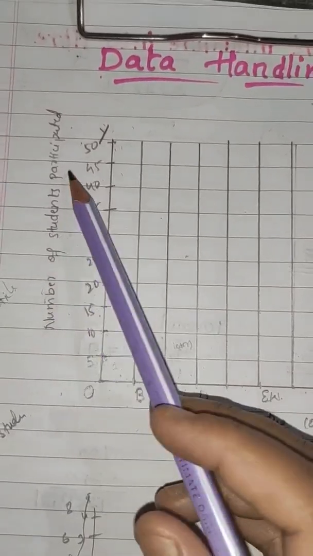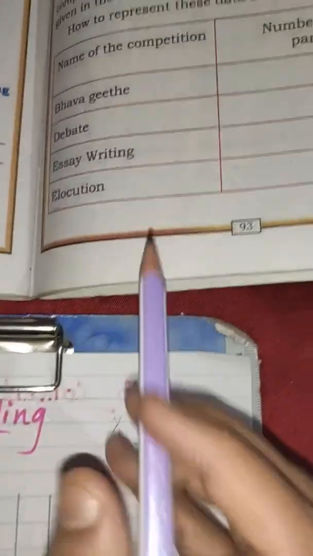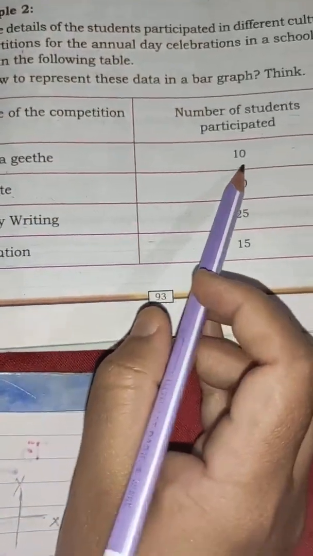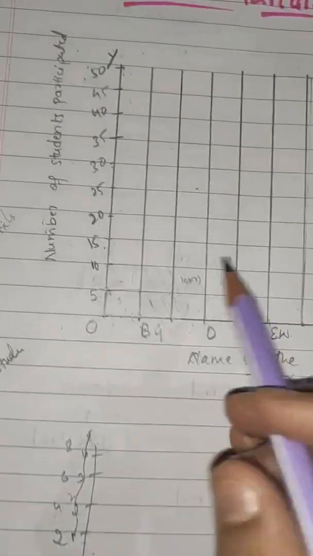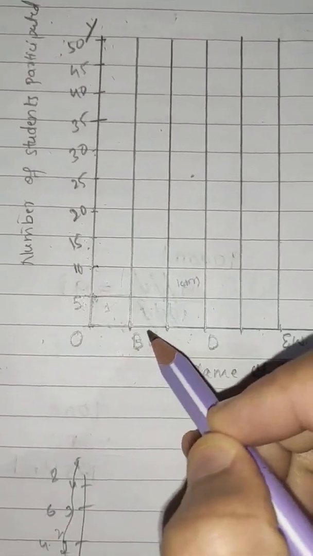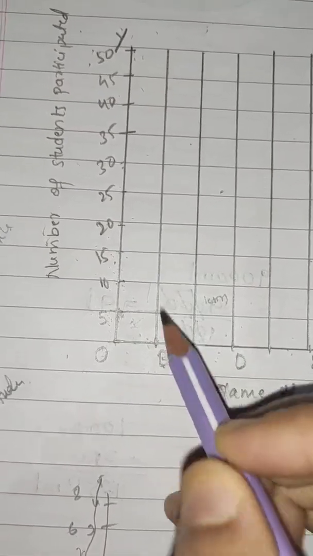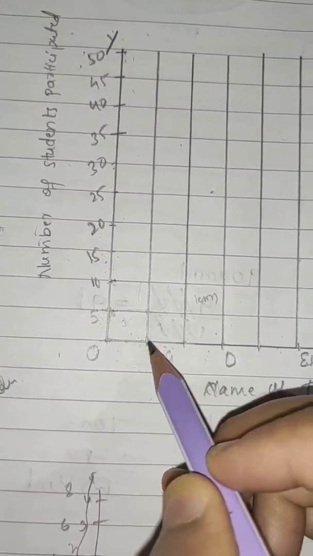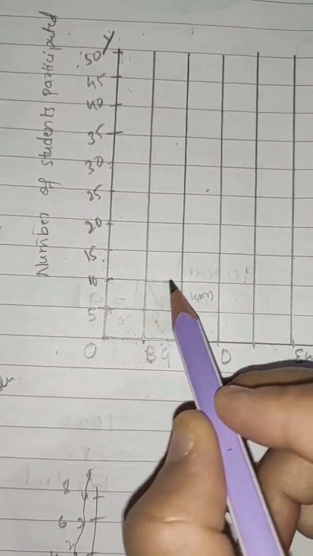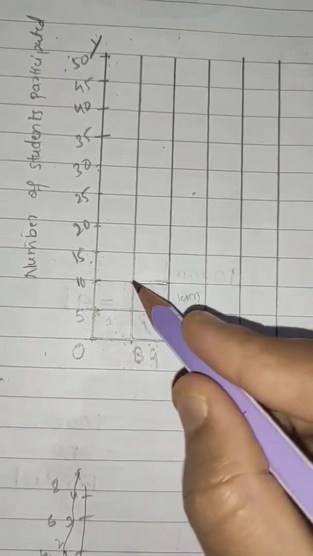Okay, next come to this graph: number of students participated. Here we have the names of the competitions. Now let us construct a graph. In the Bhavagite, 10 members participated. So where is the Bhavagite here? How many students have participated here? 10. So where is the 10 here? Here is the Bhavagite and here is the 10. So up to here. So this is one bar.